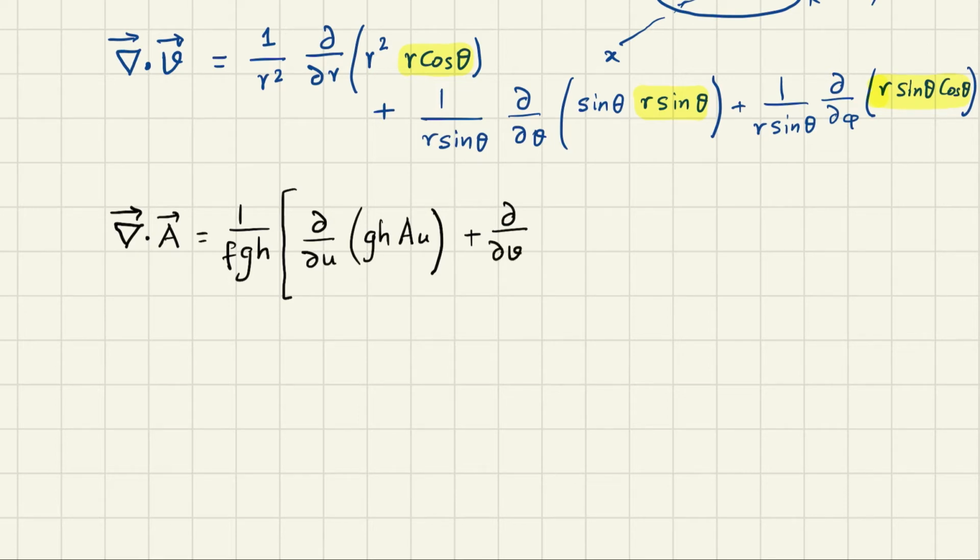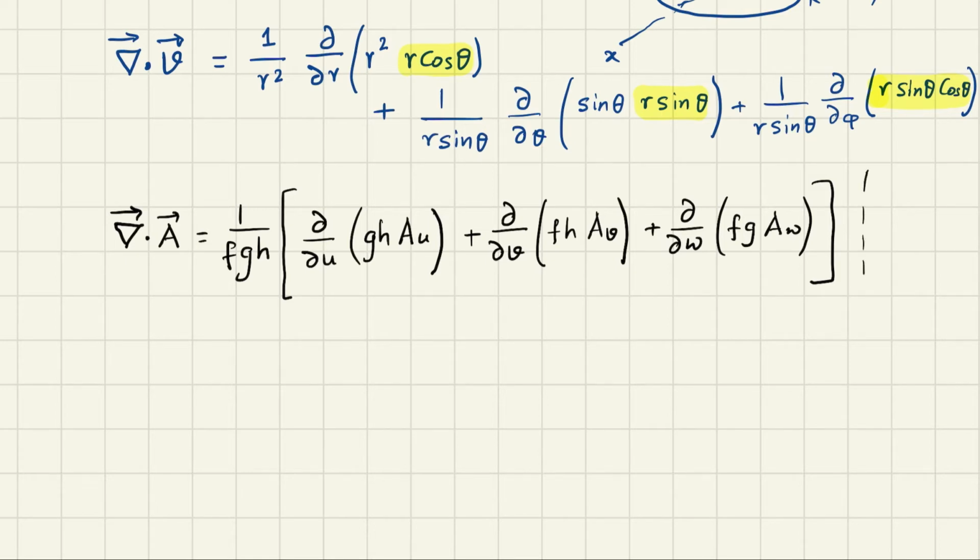This is del by del V of F H A_V plus del by del W of F G A_W. Okay. So in this spherical coordinate system, what is your F? F is of course 1, G is R, and H is R sine theta. And what is U? U is R, V is theta, and W is phi. They are the variables. So these are the weight factors, F, G, H, and these are the corresponding variables. So you can plug this in and obtain this formula.